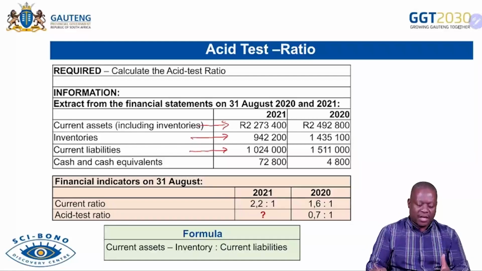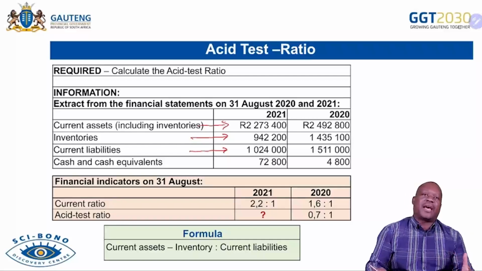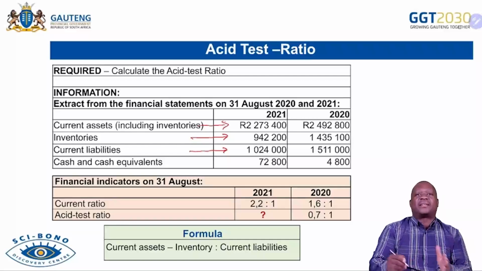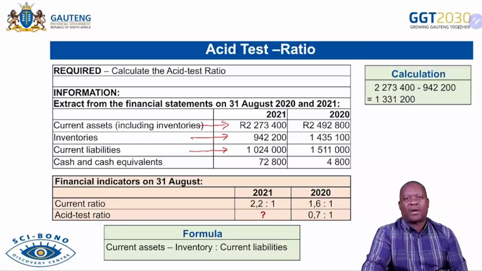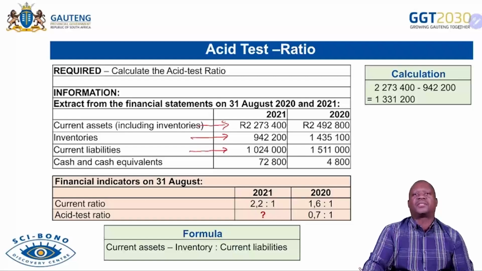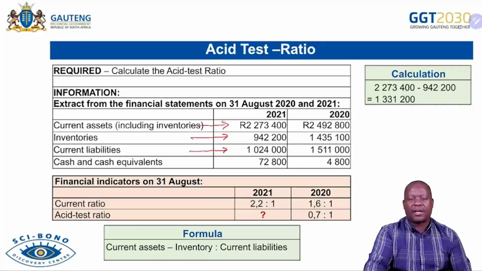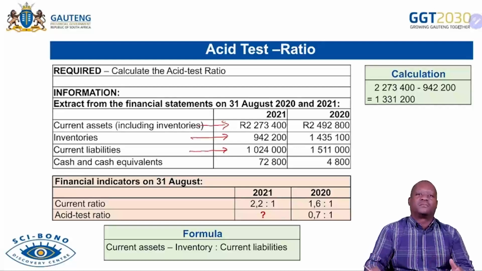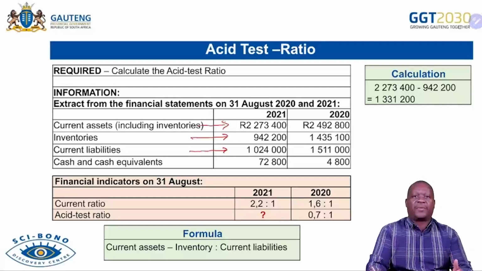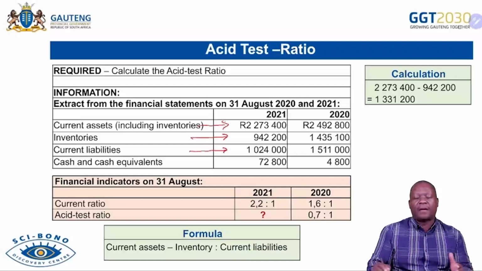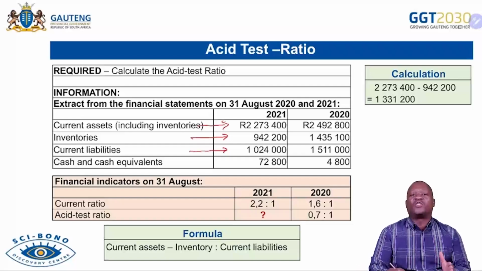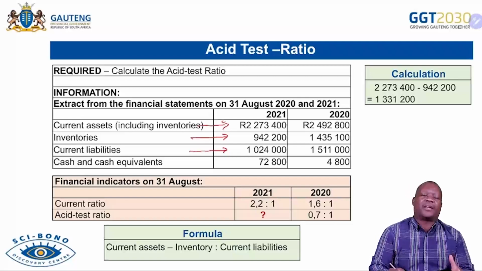Now, what do we do first? Let's deal with our left-hand side, current assets minus inventories. So we are just going to take our 2,273,400, which is current assets, and then we subtract 942,200, which is our inventories. And the result, the net current assets, is 1,331,200. Please take note, that is going to be our left-hand side.